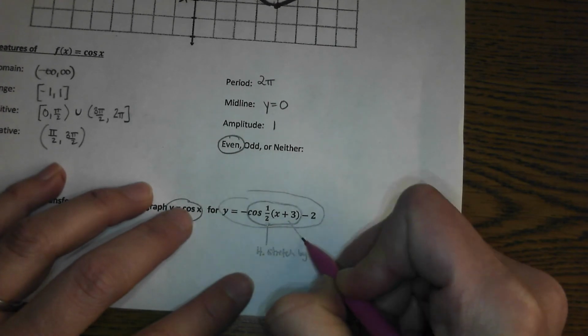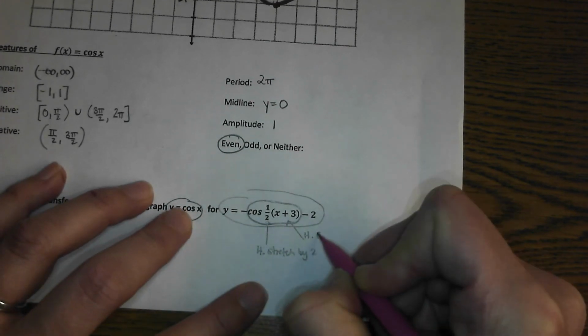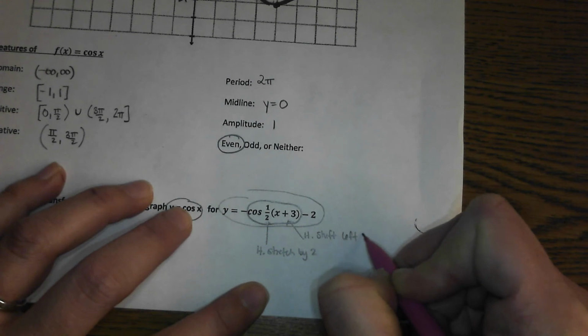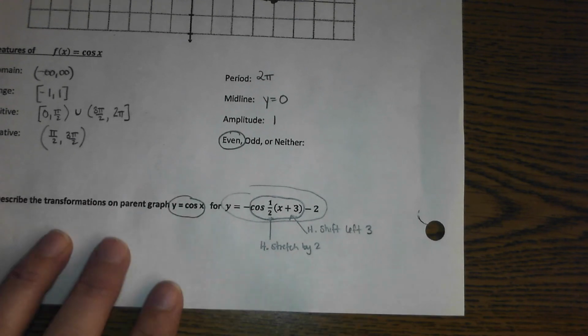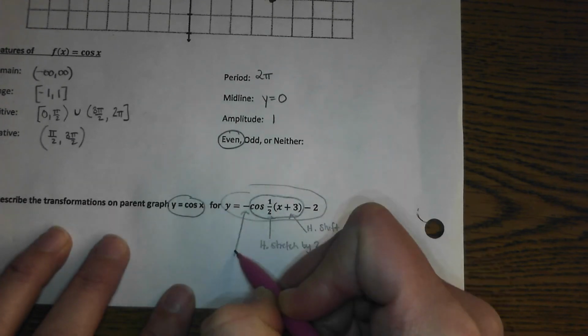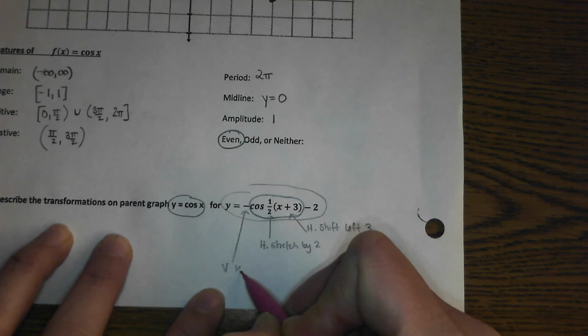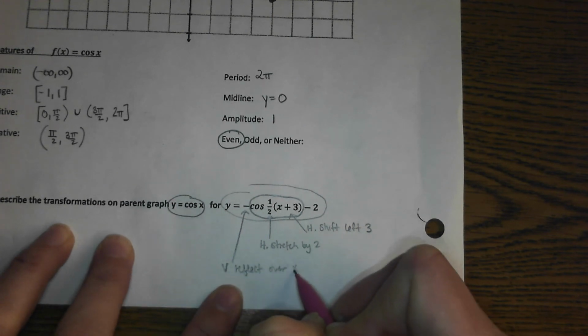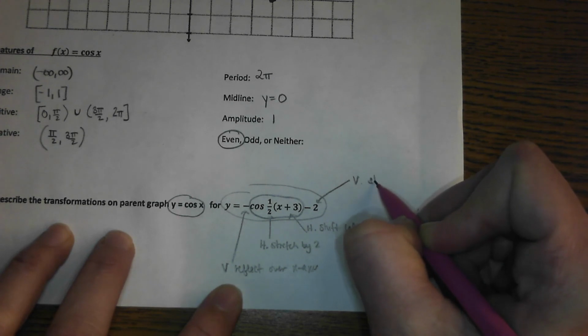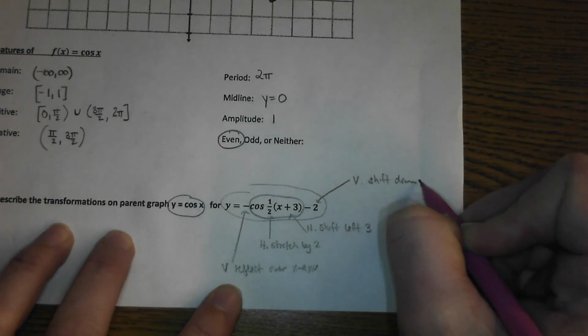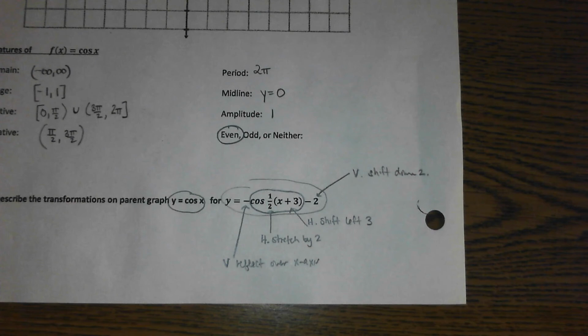How about this plus 3? Horizontal what? Shift left 3. In the trig world, we refer to that as a phase shift, which we'll talk more about. And then vertically, this out in front does what? Vertical reflect over the x-axis. Very good. And the -2 is a vertical shift down 2. Okay, so those are the basics.